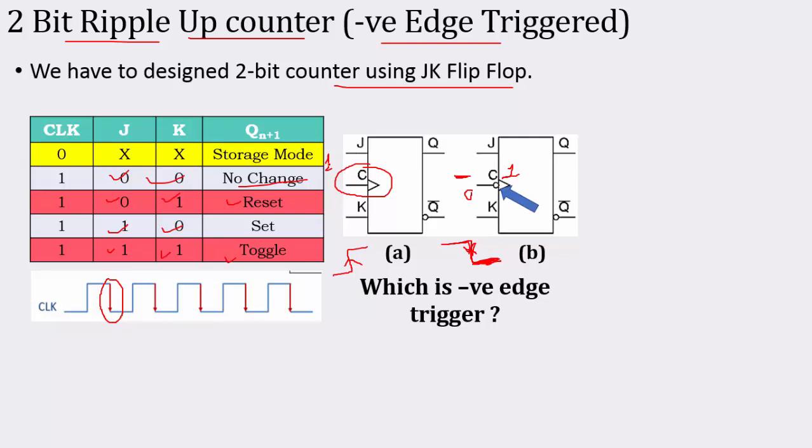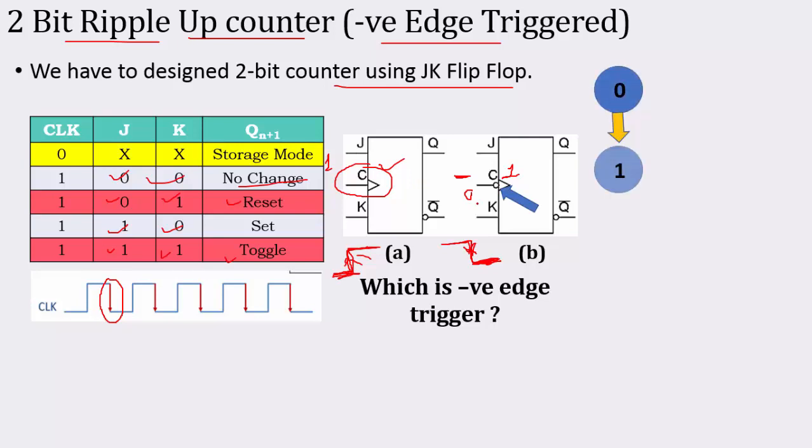Here there is no bubble. That means if you give 1, this flip-flop will change its state. How will we get a 1? There is only one possibility: going from 0 to 1. That means it's a positive edge trigger. I hope everyone got this point because it is very important. Don't mug up the things, just understand them, that's all.